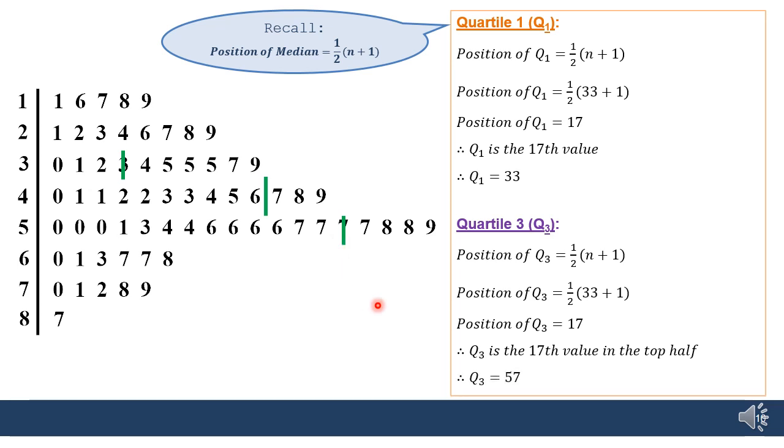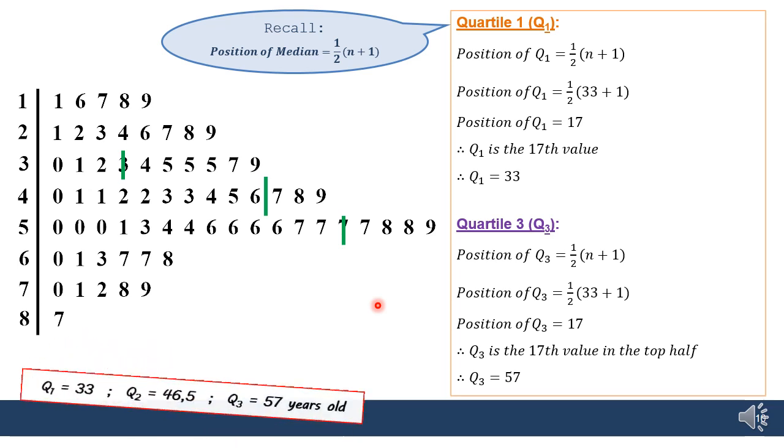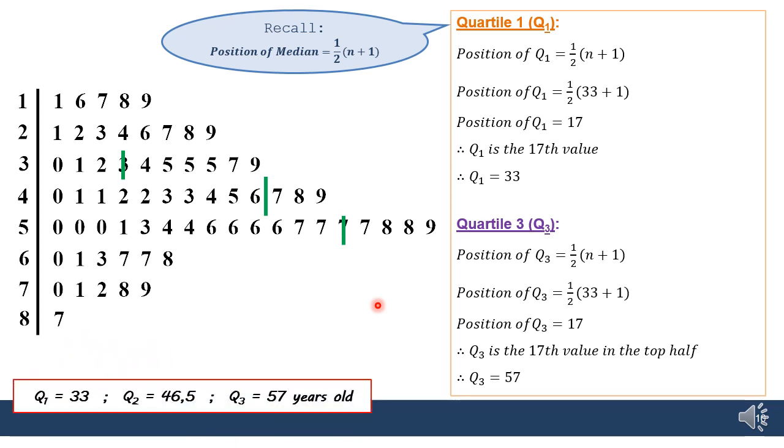Again, you need to summarize these at the bottom, and notice I've put units here just because in this example, it's not just numbers. These are ages of people, so we need to include the units.